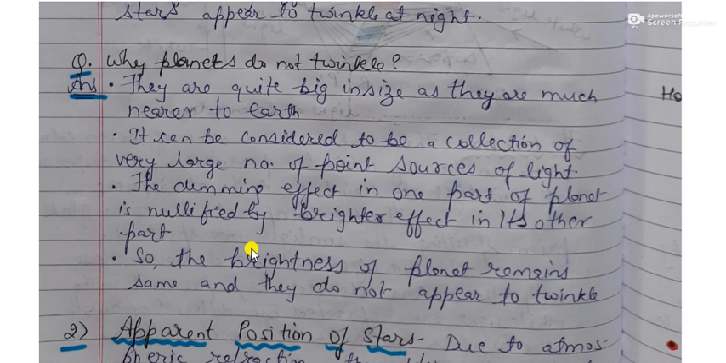Now a planet is a collection of point sources of light. So the dimming effect in one part is nullified, neutralized, by the brighter effect in its other parts. So the overall brightness of the planet remains the same and they do not appear to twinkle.